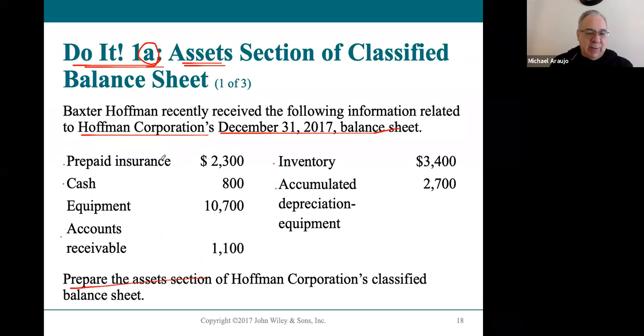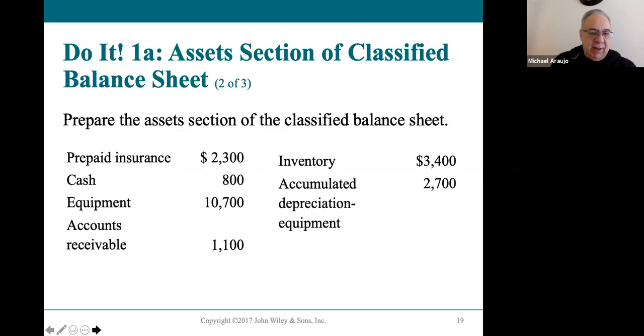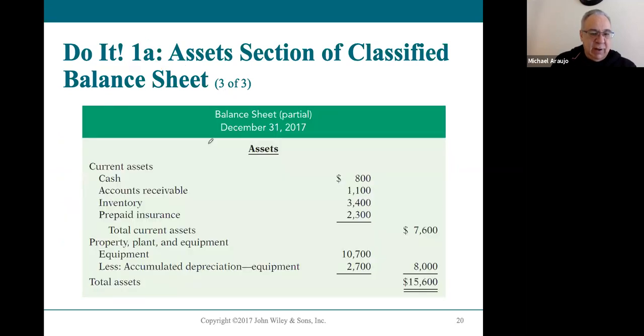There's no long-term investments. That's not uncommon. Property, plant, equipment. Yes, there's equipment. This is how much the equipment cost us. This is how much of the equipment we have used, accumulated depreciation for the equipment. So those two are going to be part of the property, plant, and equipment. And there are no intangible assets for this company. So once you actually have all that classified, you can do a balance sheet for them.